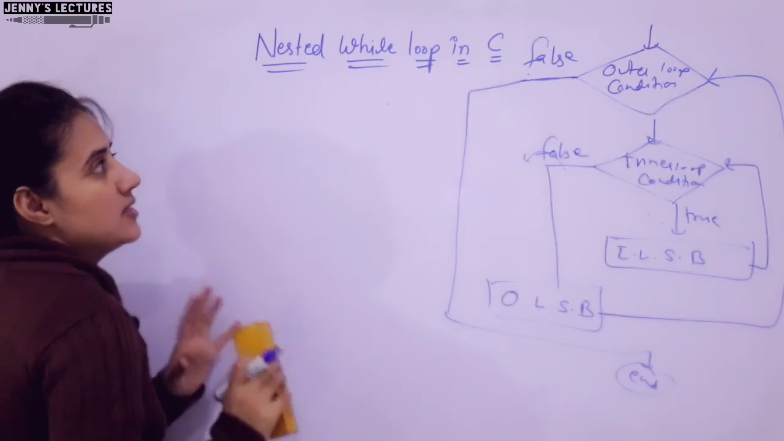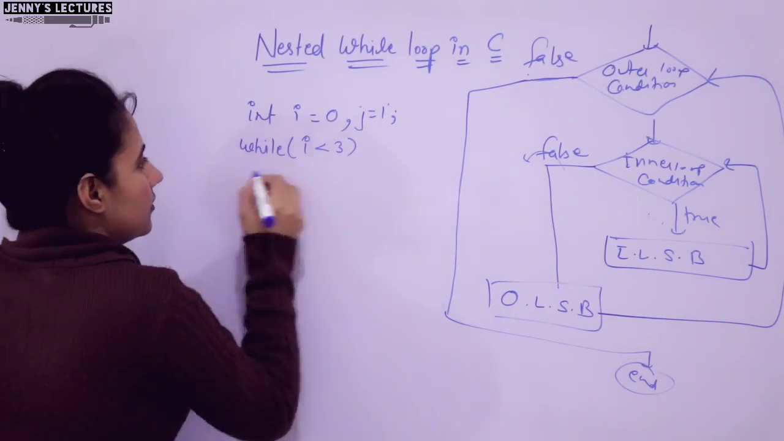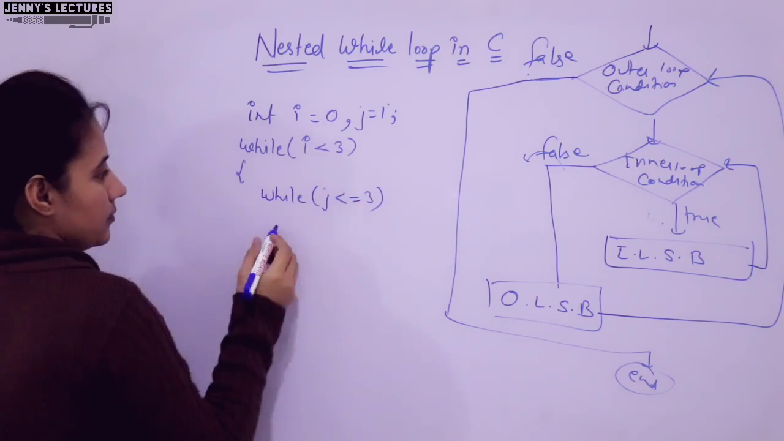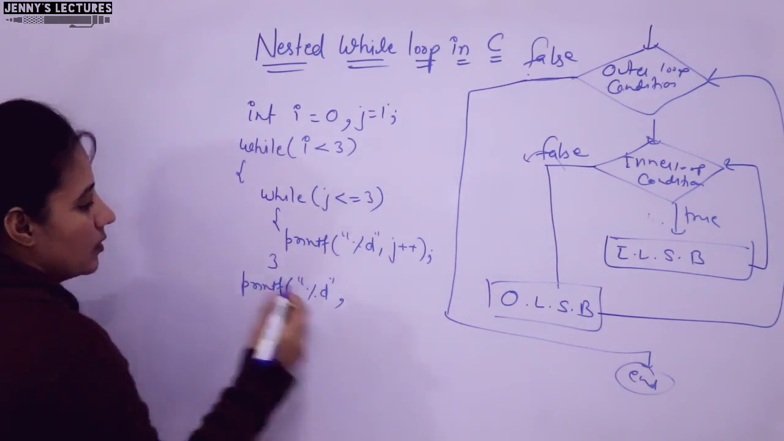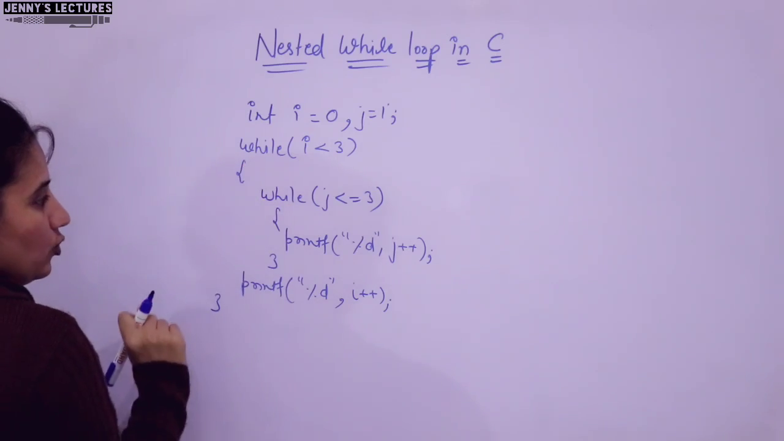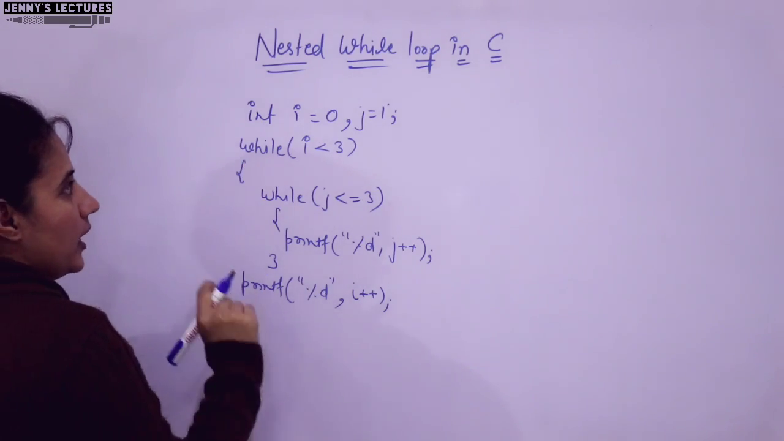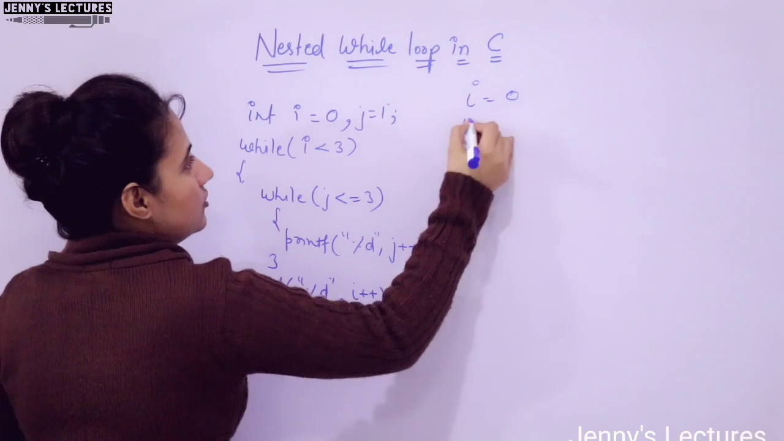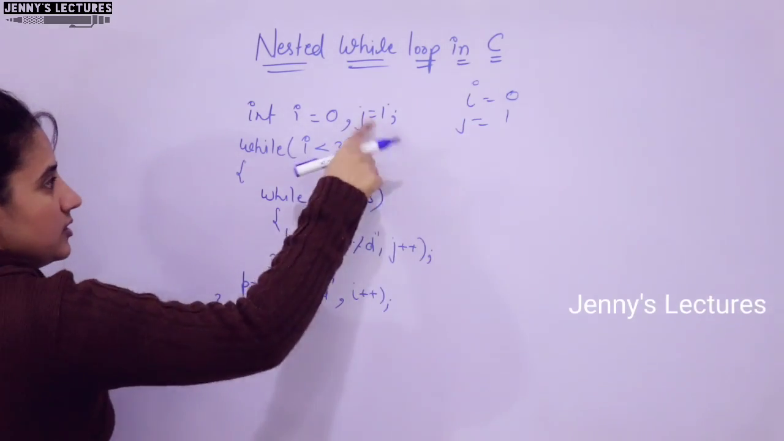Next, let us discuss it with the help of a program. Suppose this is the code. I am using a nested while loop here. Now what would be the output? See, at first i is equal to 0 and j is equal to 1. I am going to initialize it here.